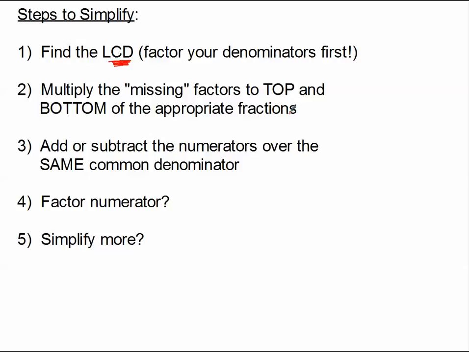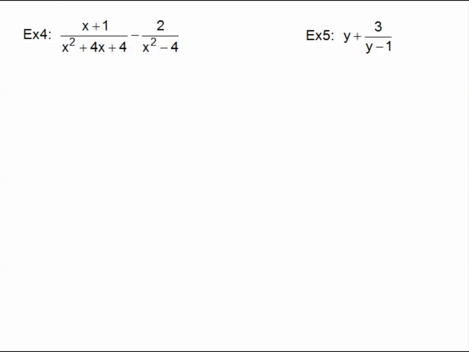Once we've done that, they should have the same denominators, and step three simply says add or subtract, depending on our operation, the numerators over that same common denominator. Usually we're finished at this point once we've gathered our like terms. Sometimes we're able to factor the numerator again, so I put a question mark. Sometimes that's able to happen, and we could simplify more if we had a common factor. Usually we're finished after step three. So let's look at a few examples.